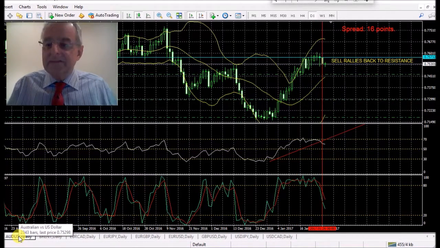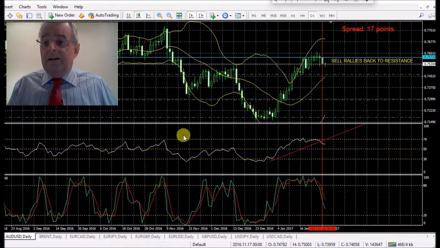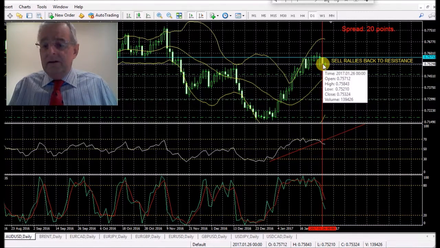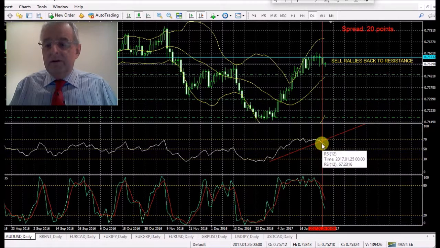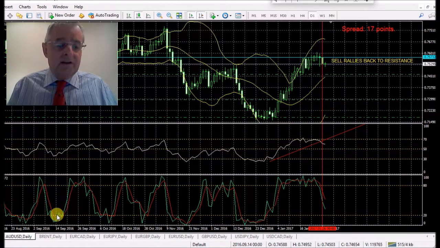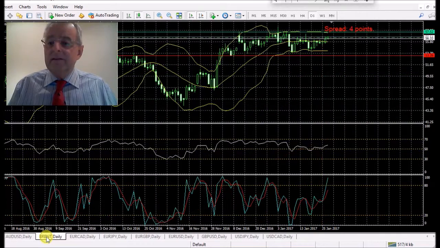AUD USD. This is shorted yesterday. We got in, we called it yesterday. Yeah, it has dropped below. It was on the line when I called it. We dropped below the trend line here, so we're still looking at a downturn on that.